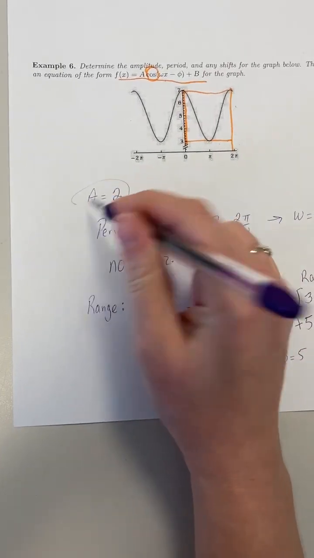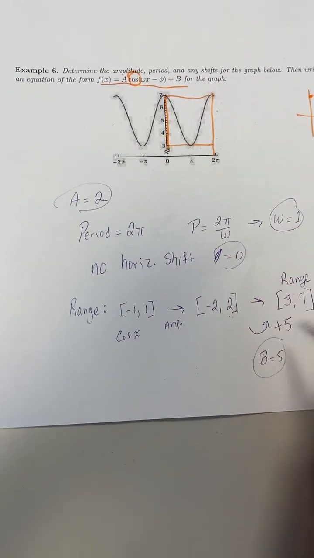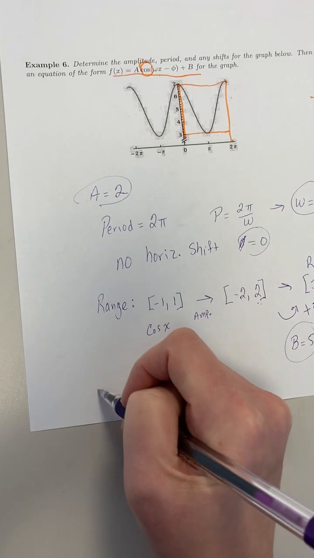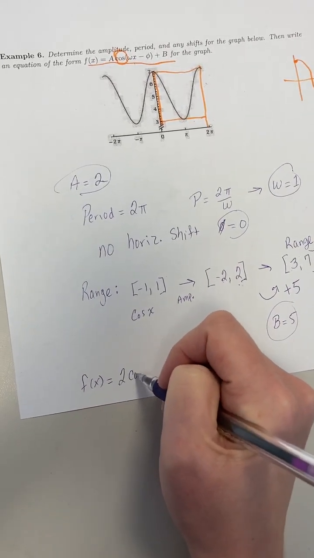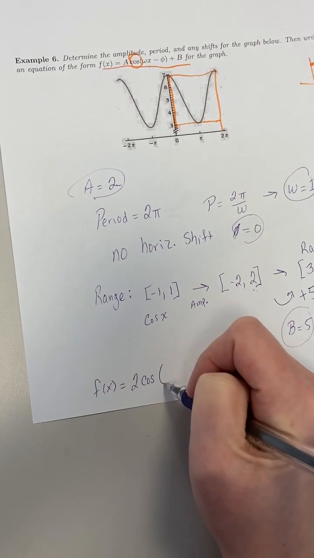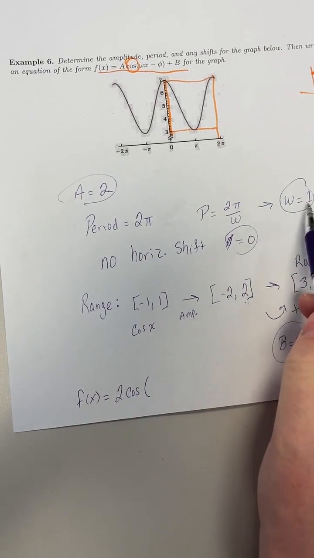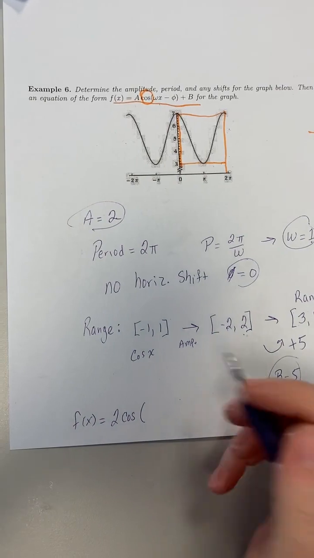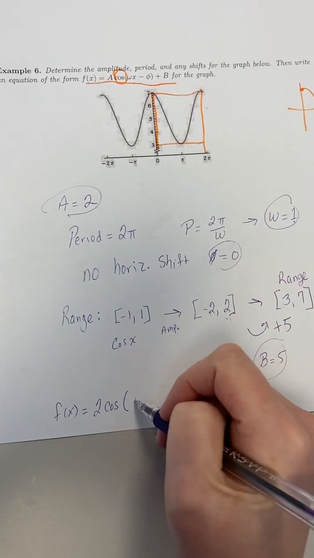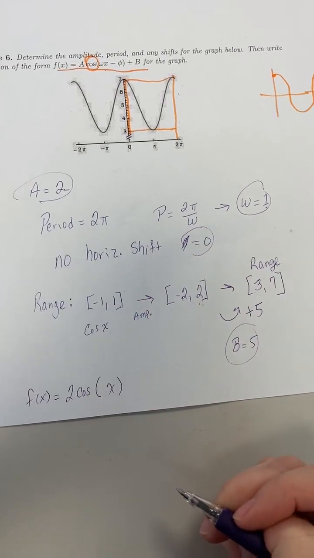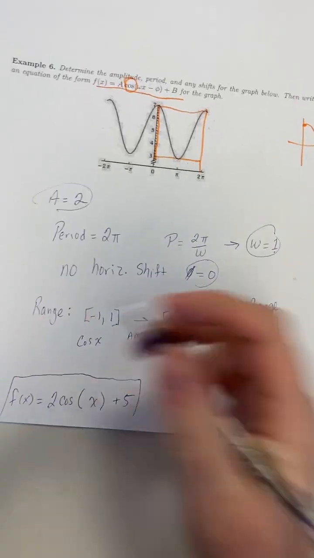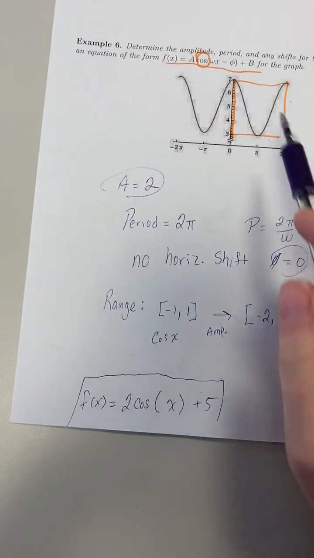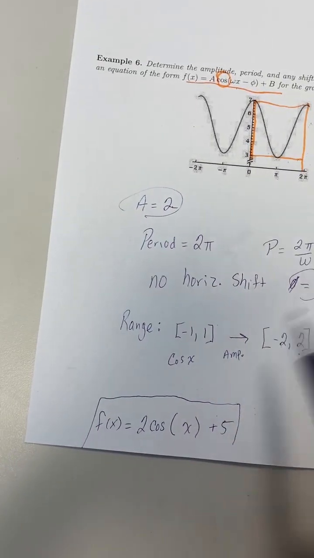So we have the pieces that we need and we can fill them in, right? So our equation is f of x equals 2 times the cosine of omega times x, which is just 1 times x, plus 0. So that's just 2 times the cosine of x, plus 5. And if we wanted to check, we could take a couple points from the graph and we could plug them in, right?